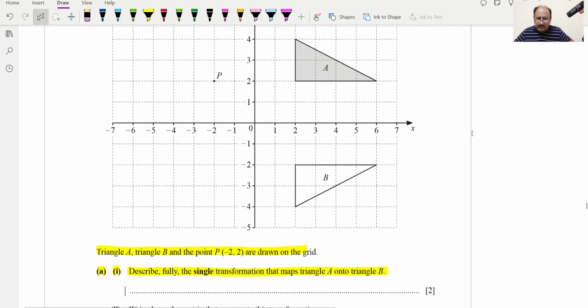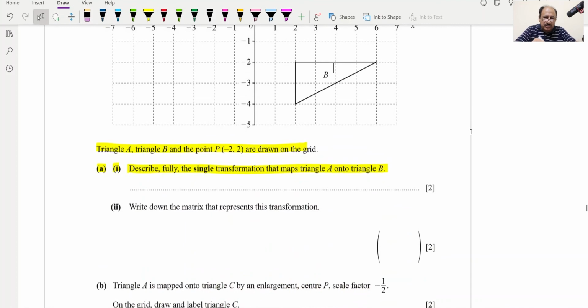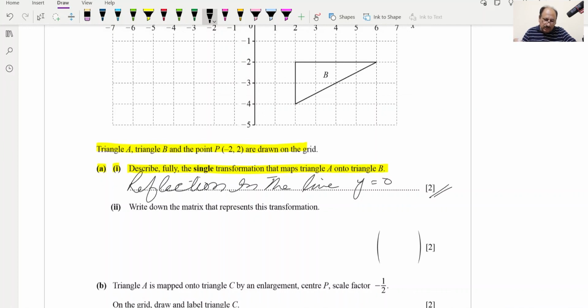So if we check, this is a mirror transformation or reflection about this line. We can check this is a mirror, as this one and this one have an equal gap, it is the same, so we can say this is a reflection or mirror transformation. So I will write reflection in the line y equals 0, or we can write reflection in the x-axis. So this is a 2 marks part.